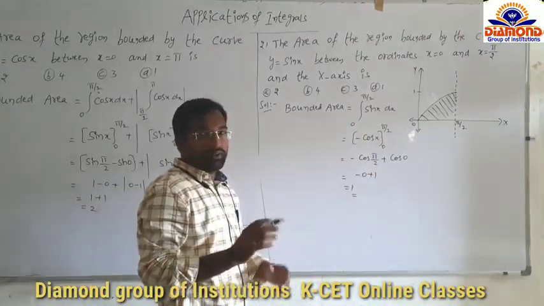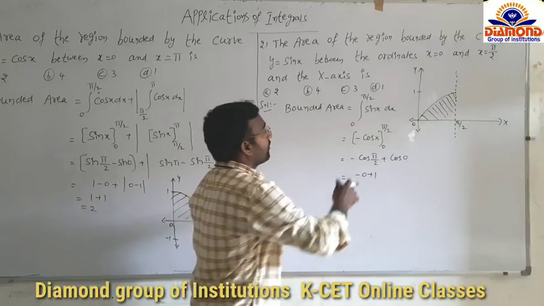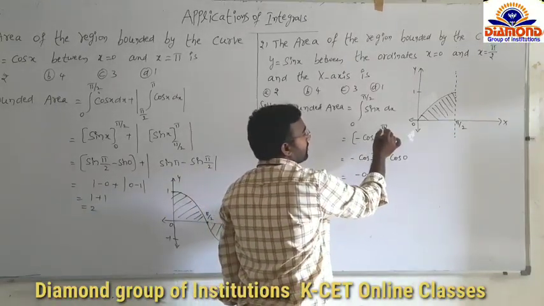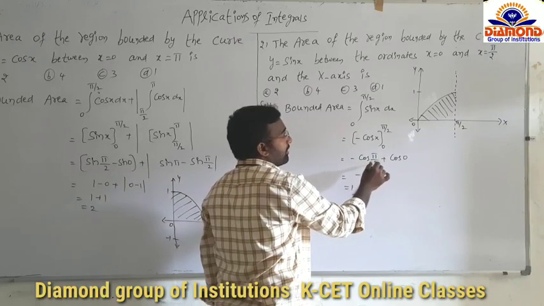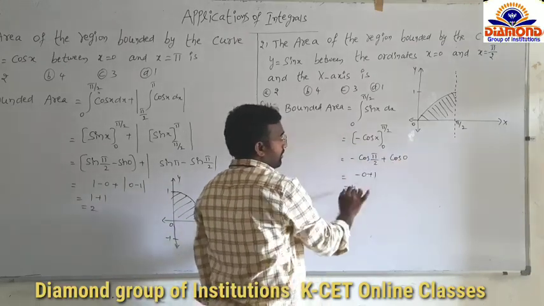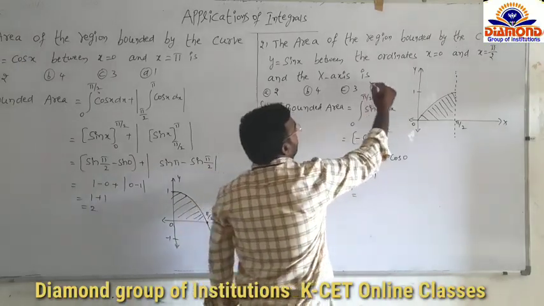because in the first quadrant it is totally positive only. So the integration of sin x is minus cos x, from 0 to pi by 2. First substitute the upper limit, minus cos 90, plus cos 0. Cos 90 is 0, cos 0 is 1. So the answer is 1. So option B.